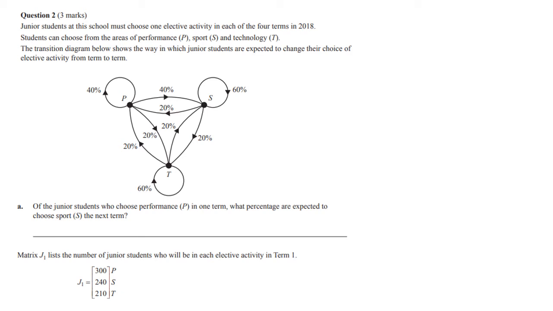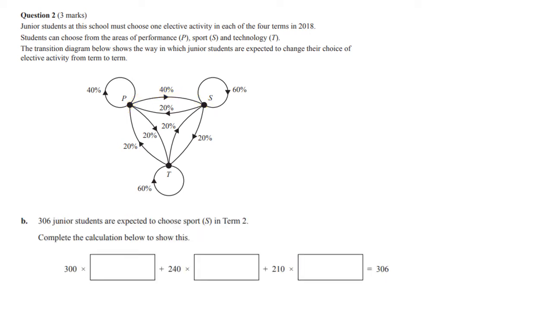Okay, this is from 2017 exam 2. And it's part A and part B. So let's have a look at part A. It says, of the junior students who choose performance, P, what percentage are expected to choose S the next term? So if we go from P to S, we get, well, it's quite a simple number, isn't it? Isn't it just 40%?